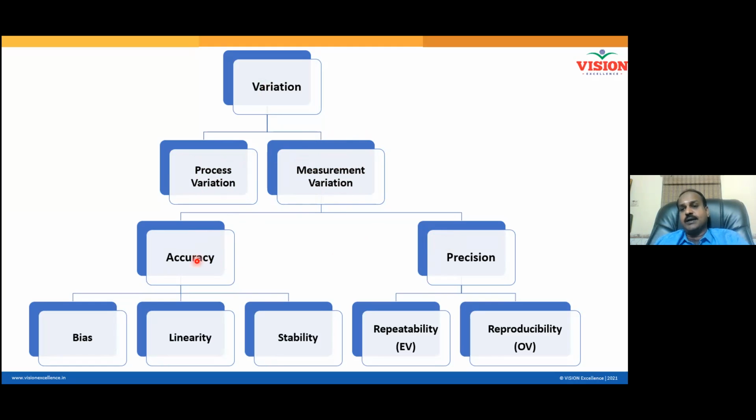Accuracy is nothing but closeness to the true value. Precision is nothing but consistency in your reading.